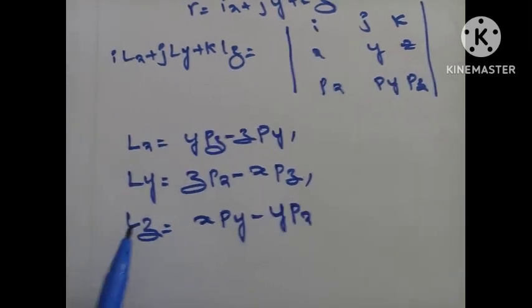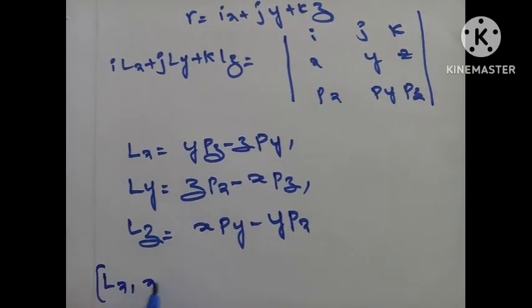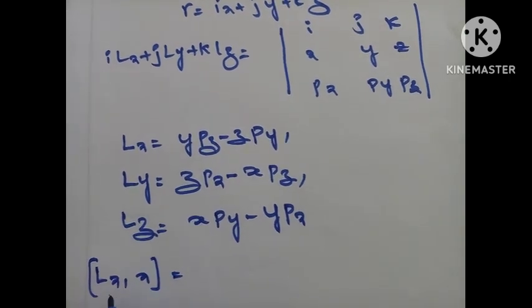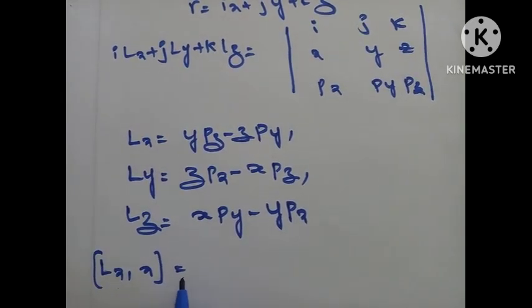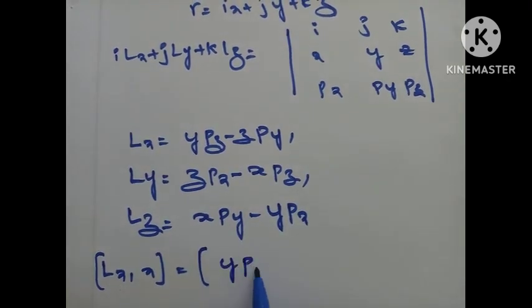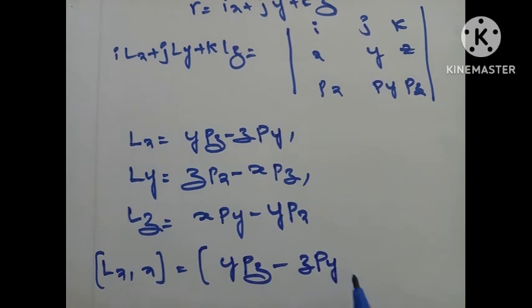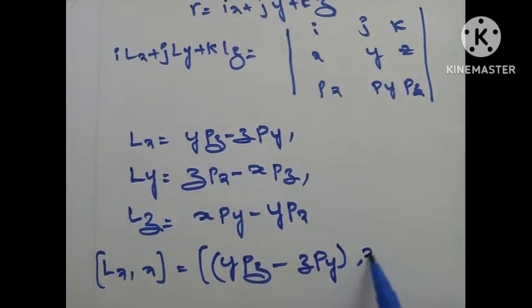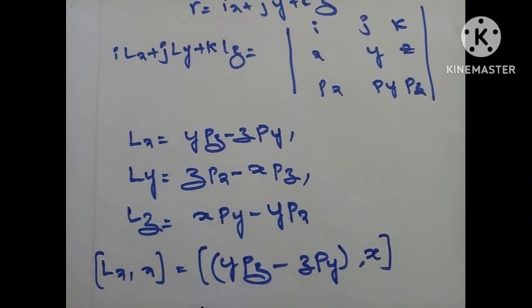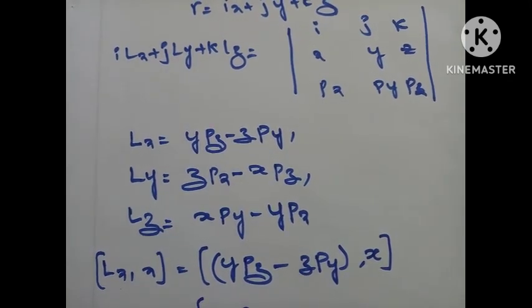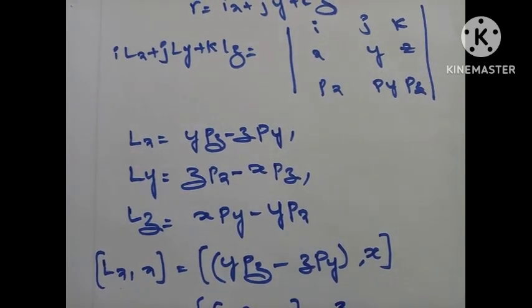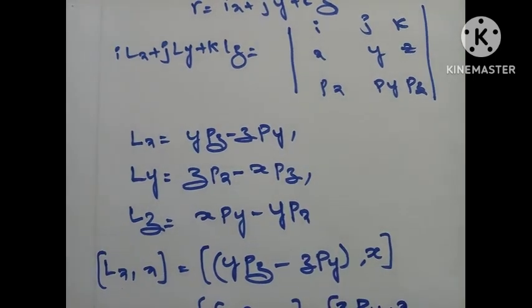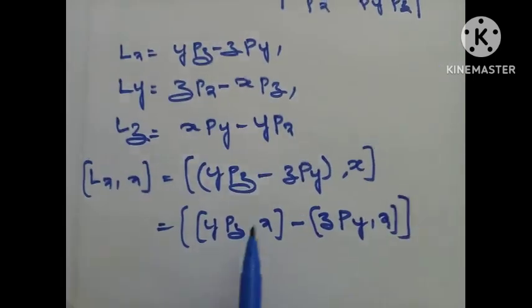Let us see the first one, Lx comma x. The commutation between Lx, angular momentum along the x direction, and x. Let us see how we can find this one. We already know that Lx value is y pz minus z py, comma x. Now let us separate the terms: y pz comma x minus z py comma x, separating the terms.